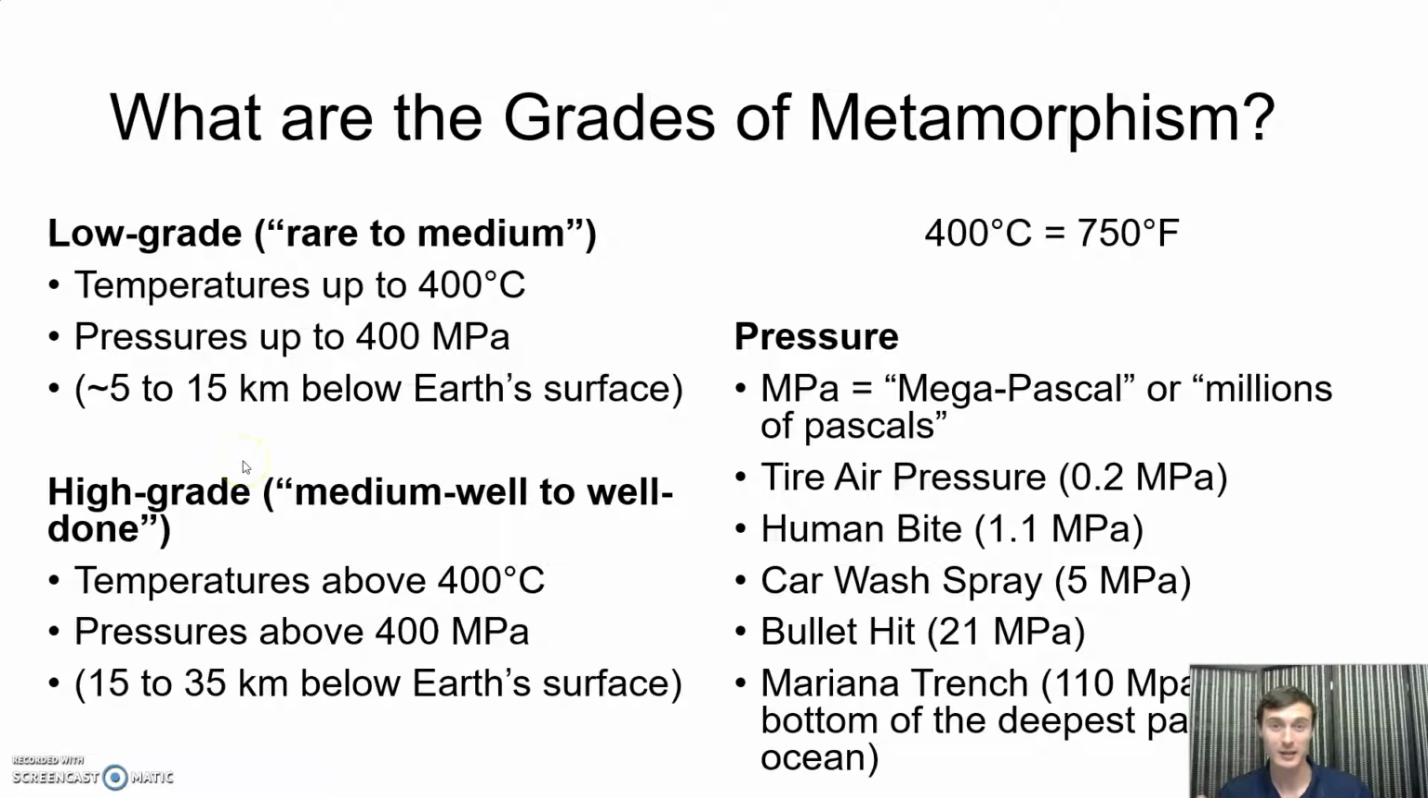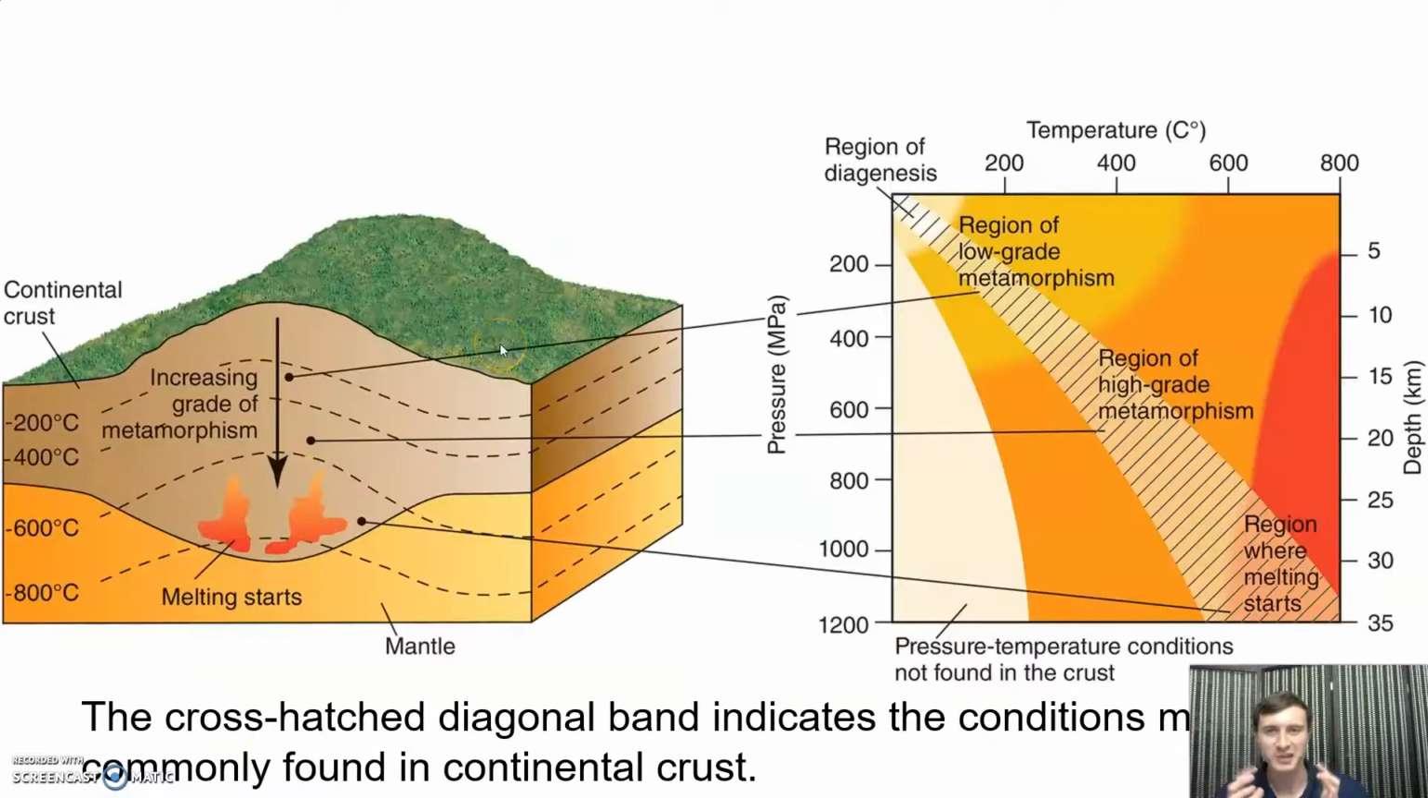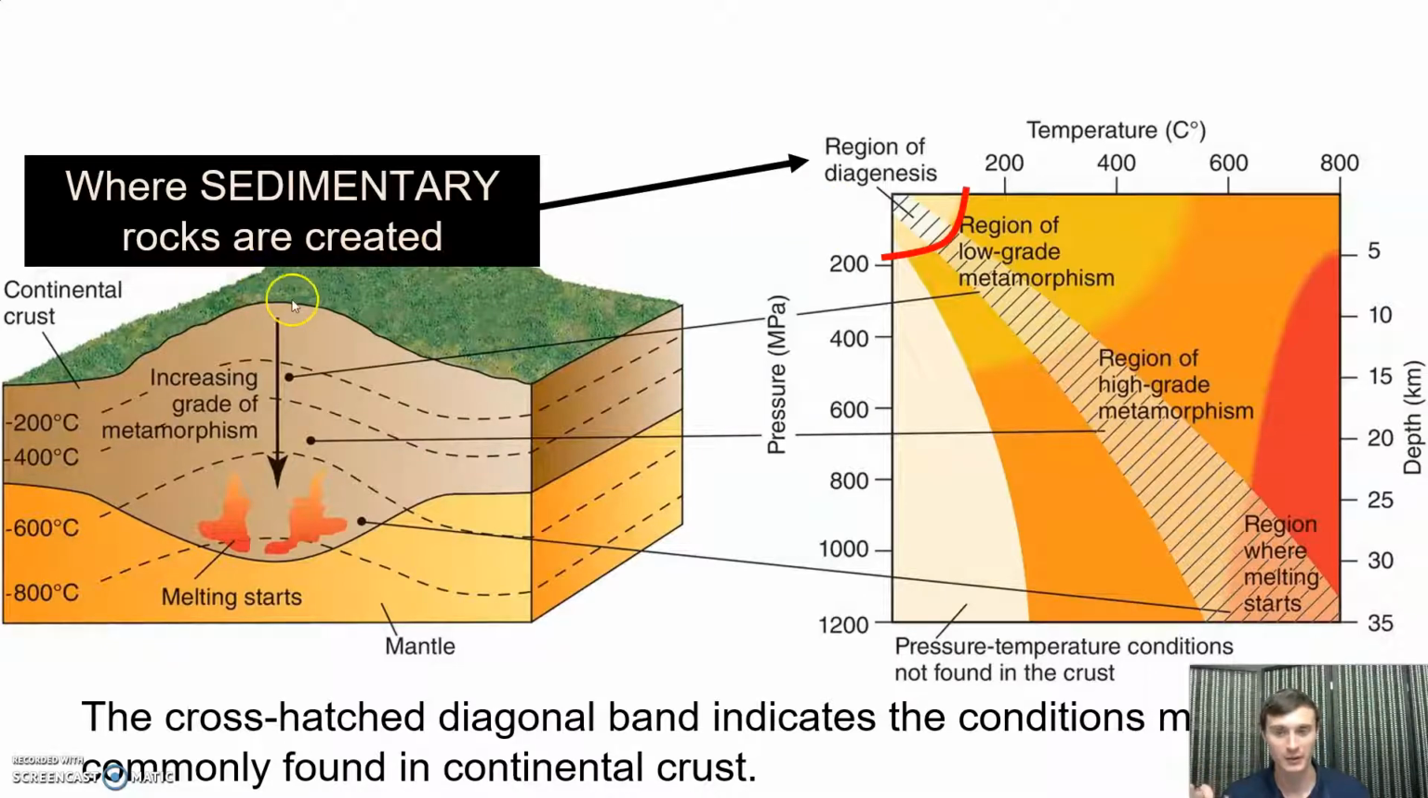To be high-grade metamorphism, it's got to be temperatures above 400 C, pressures above 400 megapascals, everything from 15 to about 35 kilometers below the Earth's surface. But what does this actually look like? Well, you imagine we took a slice of the Earth like this. We have our crust on top, mantle on bottom. And we'll start out up here towards the surface, maybe the first 5 kilometers, not very deep at all. Here we would be in the zone where sedimentary rocks are created, what is called the region of diagenesis. So we've made sedimentary rocks up here.